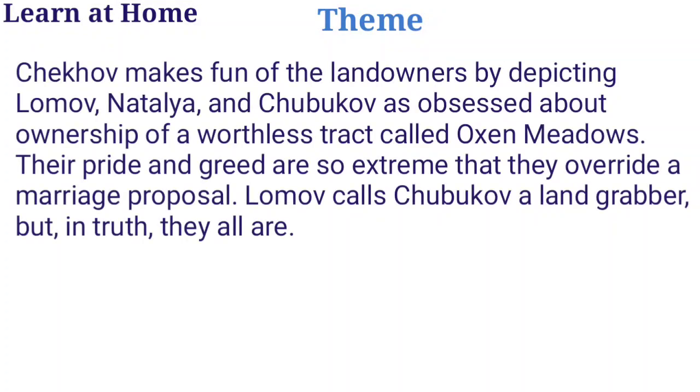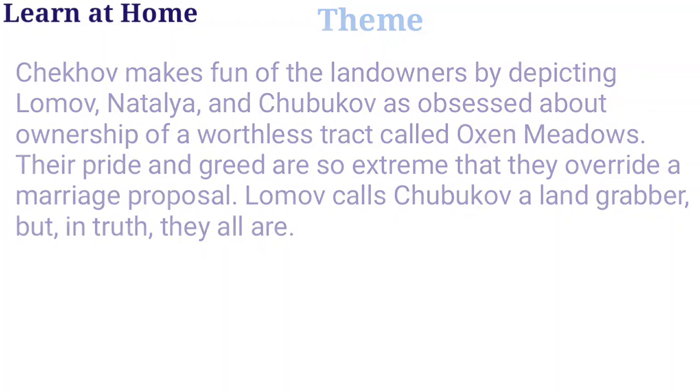Chekhov makes fun of the landowners by depicting Lomo, Natalia, and Chubko as obsessed about ownership of a worthless tract called Oxen Meadows. The pride and greed are so extreme that they override a marriage proposal. Lomo calls Chubko a land grabber, but in truth, they all are.